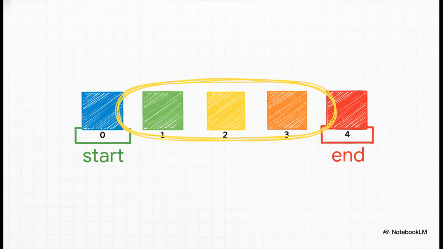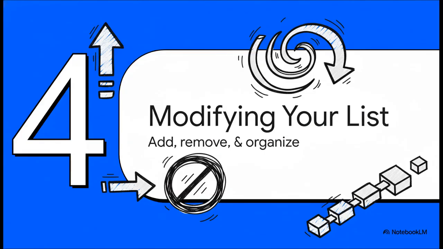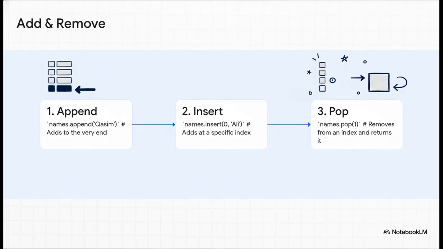Okay, storing data is cool, but here's where lists get really powerful. They're alive. They aren't static. You can change them on the fly. Let's see how we can add, remove, and even organize our data. So here are your go-to tools. You can use .append to tack a new item onto the very end. If you need more control, you can use .insert to add an item at a very specific spot. And .pop is fantastic. It removes an item, but it also gives it back to you, so you can save it to another variable if you want.